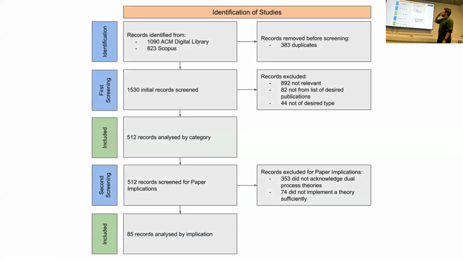I'll skip through this because it's not really that relevant, but we had about 1,900 studies. We took out duplicates, ones that weren't actually talking about dual process theories, that weren't from the list of conferences or journals we wanted. And we got a final number of 512 for the description of what dual process theories are being used, how are they being used, and so on.